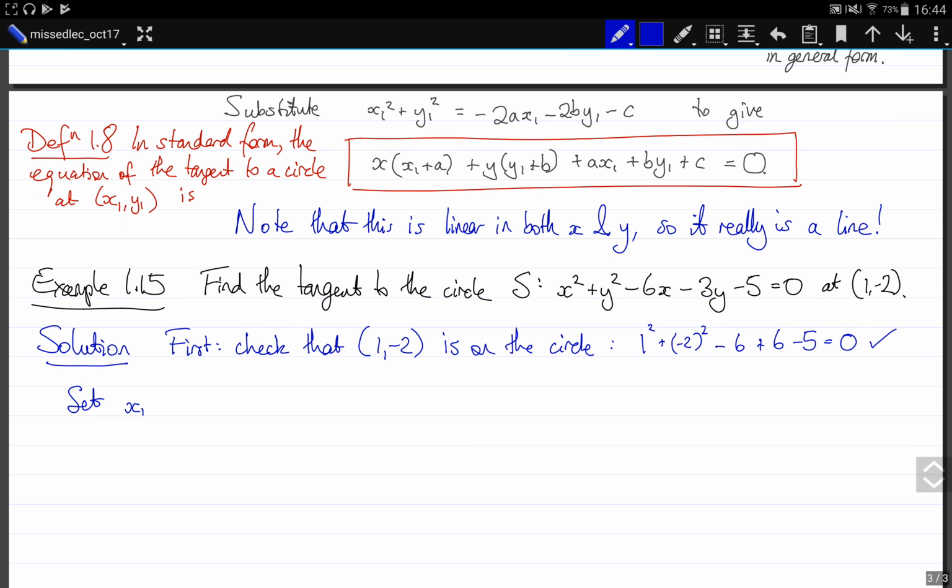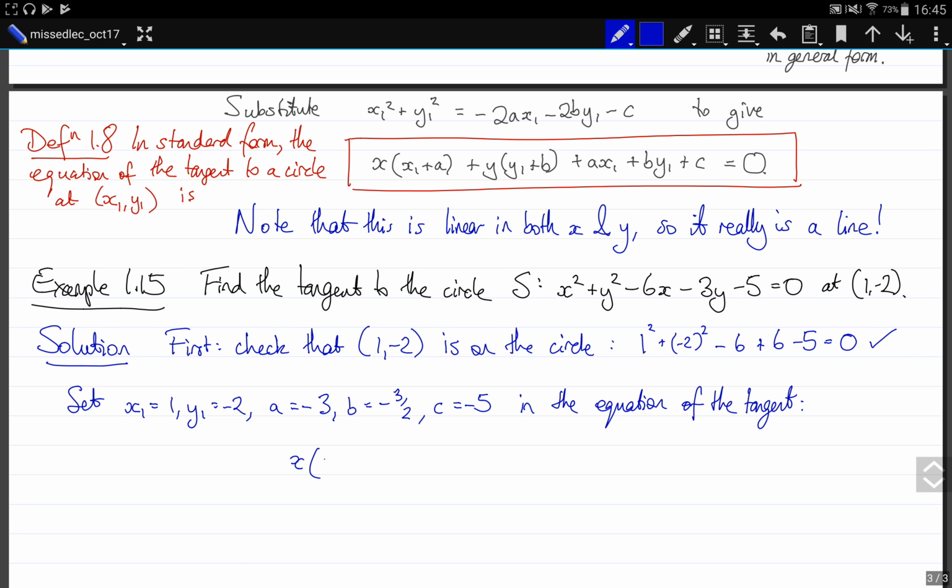So now we're going to set x1 equals 1, y1 equals minus 2, a equal to minus 3, b equal to minus 3 over 2, and c equal to minus 5, in the equation of the tangent that's at the top of the page. So that gives me x times 1 minus 3, plus y times minus 2 minus 3 over 2, minus 3, plus 3 minus 5.